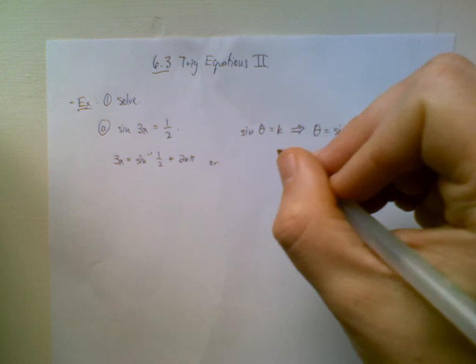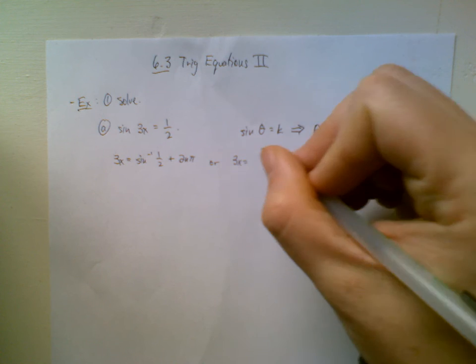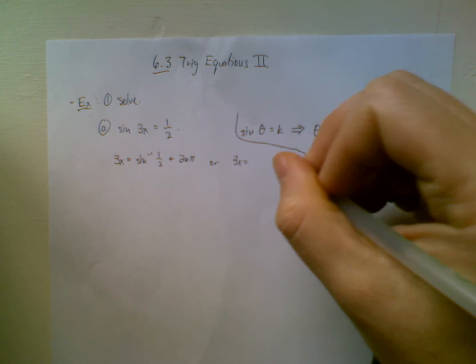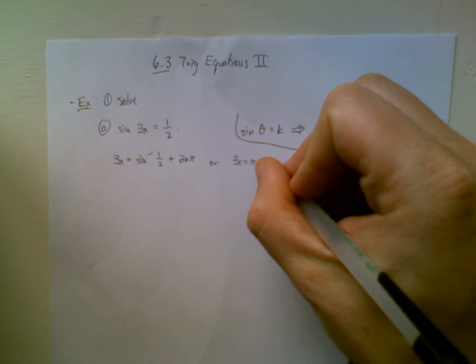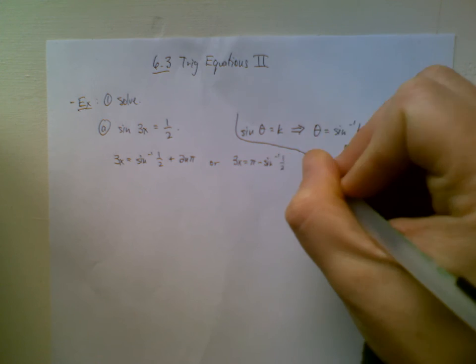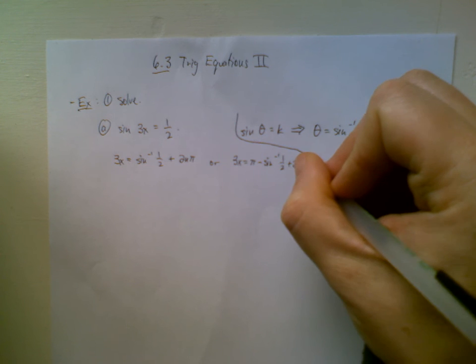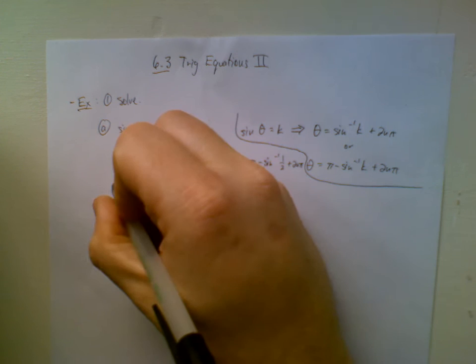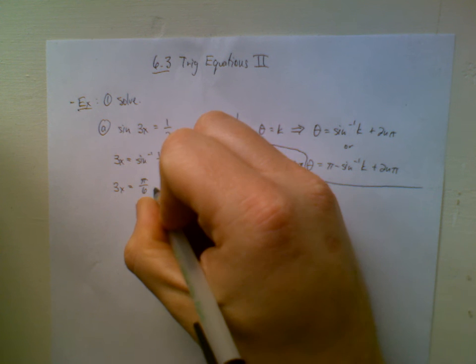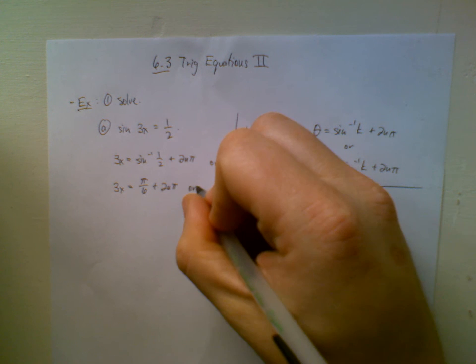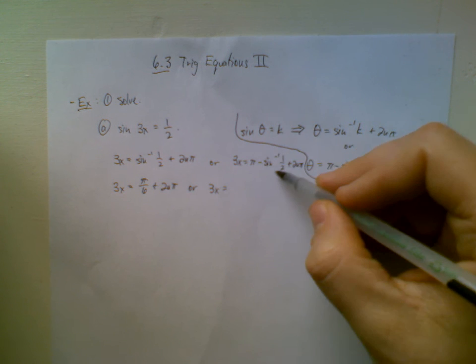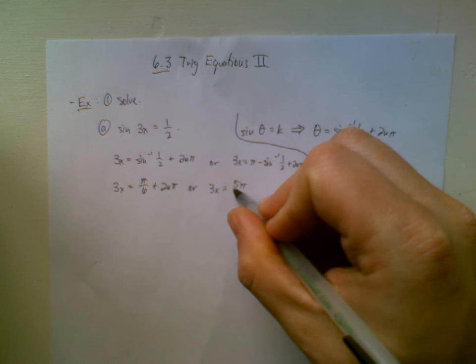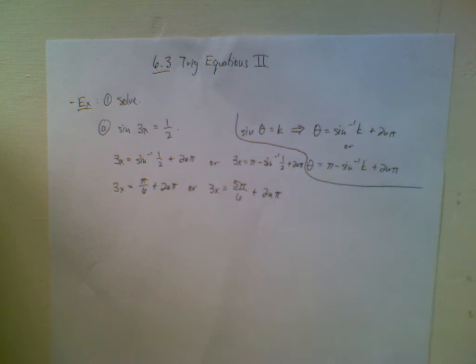or 3x equals pi minus sine inverse of 1/2 plus 2n pi. Now sine inverse of 1/2 we can do in our heads. Sine inverse of 1/2 should be pi over 6. So we're going to say 3x equals pi over 6 plus 2n pi, or 3x equals pi minus pi over 6, which is 5 pi over 6, plus 2n pi.